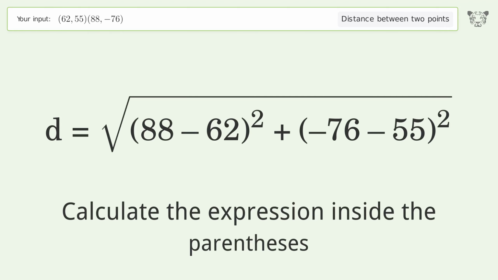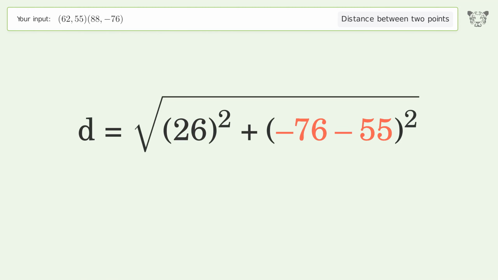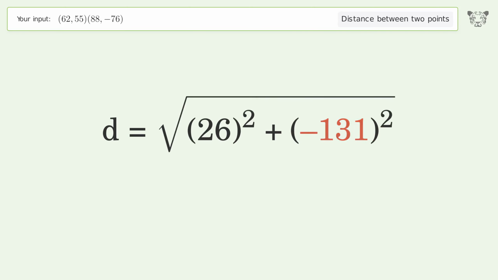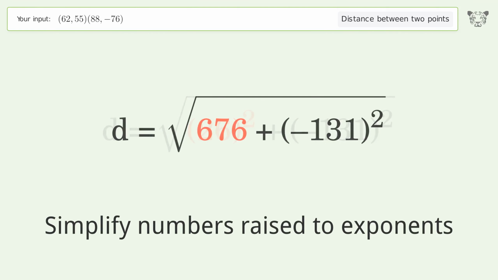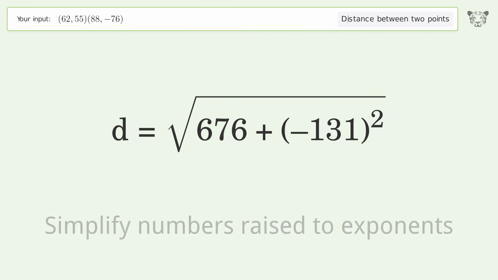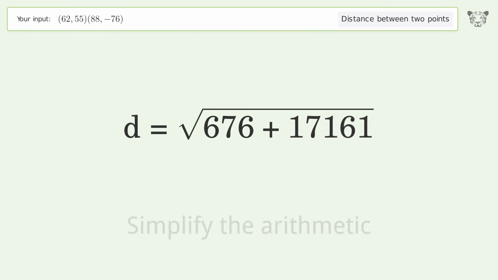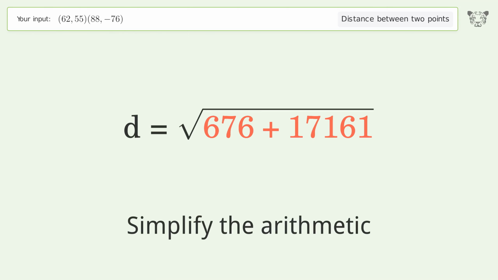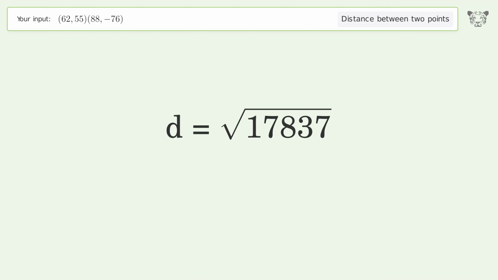Calculate the expression inside the parentheses. Simplify numbers raised to exponents. Simplify the arithmetic. And so the distance between the 2 points is the square root of 17,837 or 133.555.